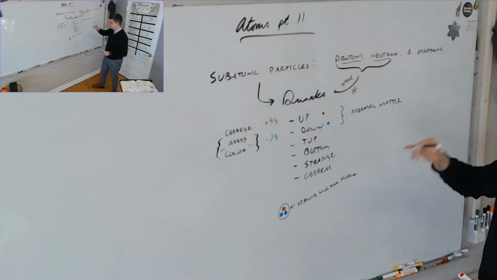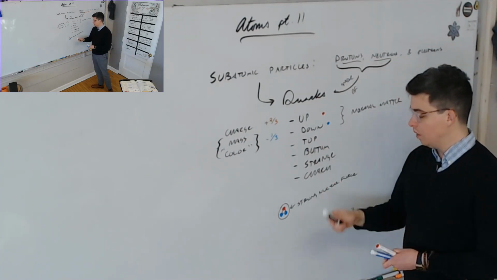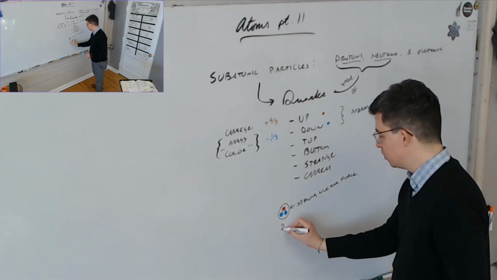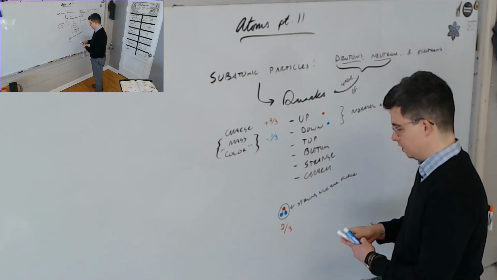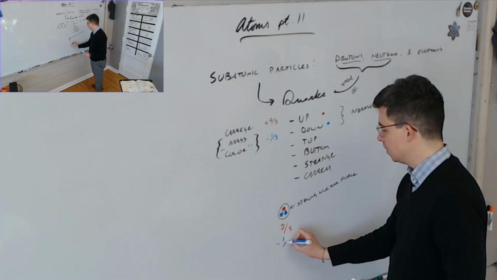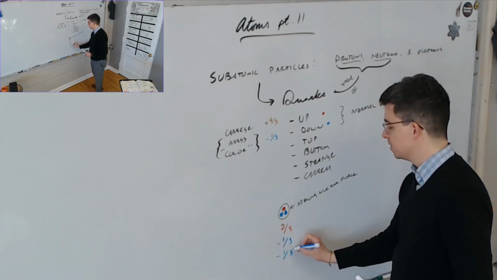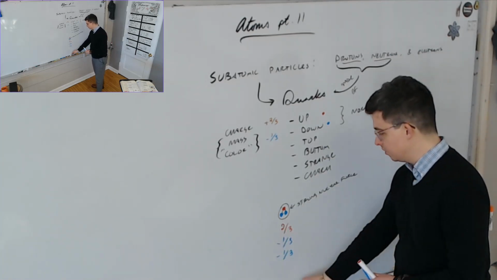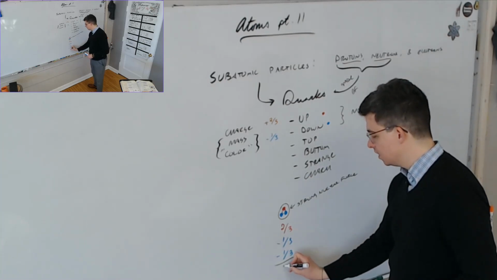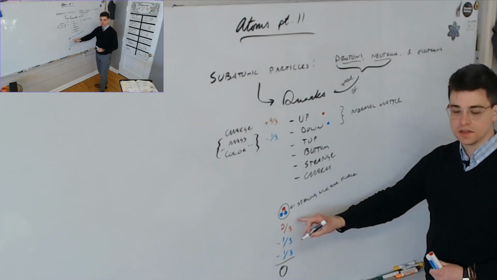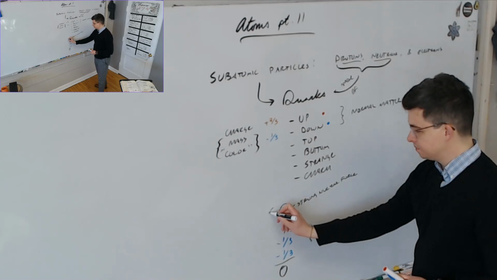And how do we tell? Well, let's add up the little charges. What is 2/3 minus 1/3 minus 1/3, right? This is positive 2/3. What does that add up to? 0. This has no charge. So what subatomic particle is this? This is a neutron.